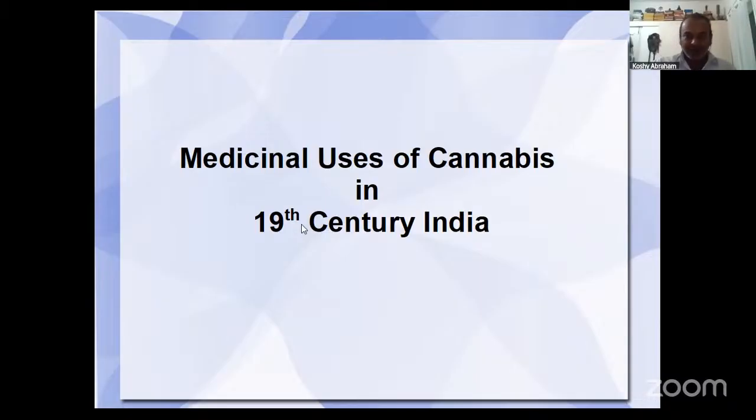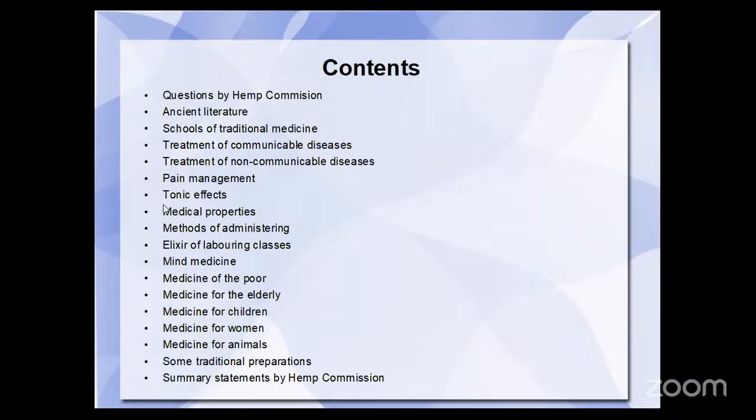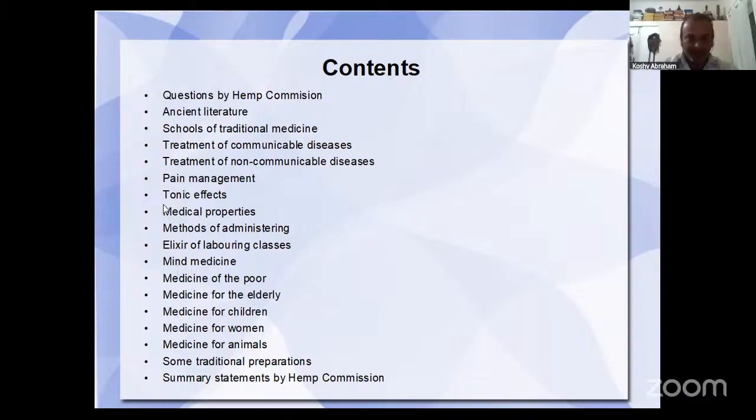Today I want to talk about the medicinal uses of cannabis in the 19th century. The areas that I'm looking at covering are shown on the slide. Basically, I want to talk about basic references to ancient literature, the different communicable diseases, the non-communicable diseases that cannabis was used to treat, the different conditions such as pain, how it was used as a tonic, the medical properties of cannabis as specified, the different ways in which cannabis is administered as medicine, and the different sections of society that used cannabis for specific purposes, including the usage of cannabis for animals in the 19th century. I'll briefly talk about some traditional preparations that cannabis was used for.